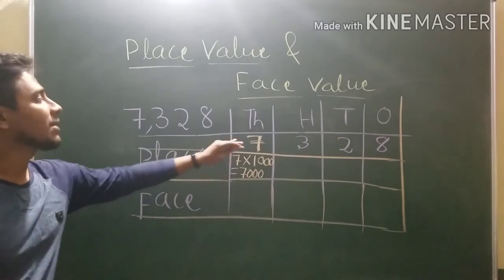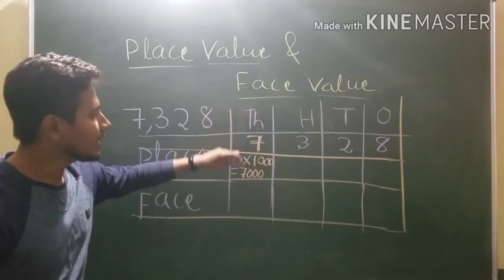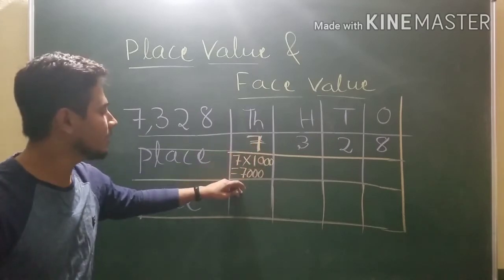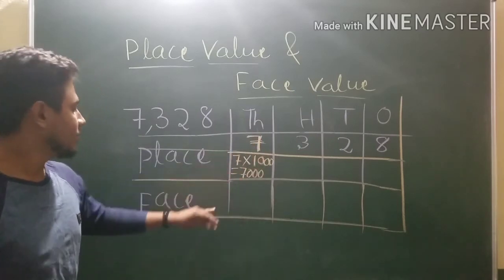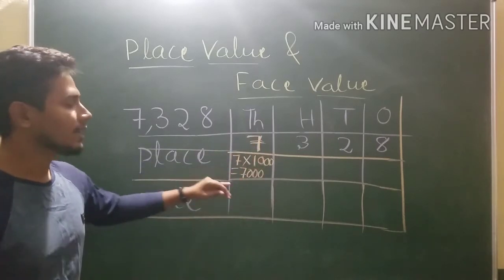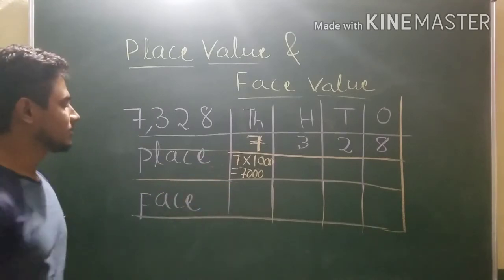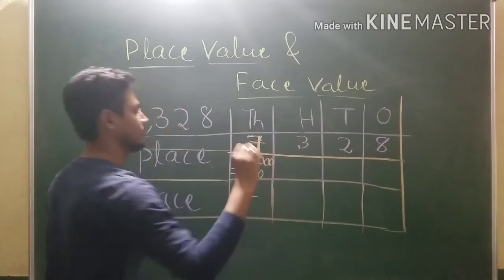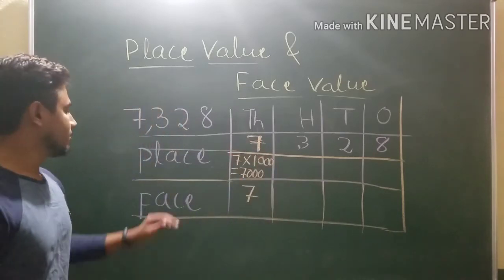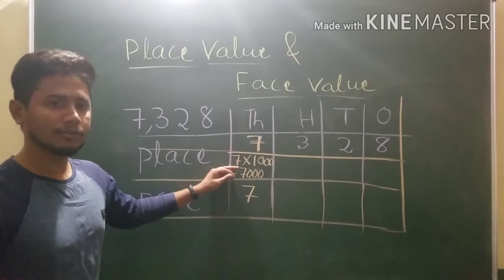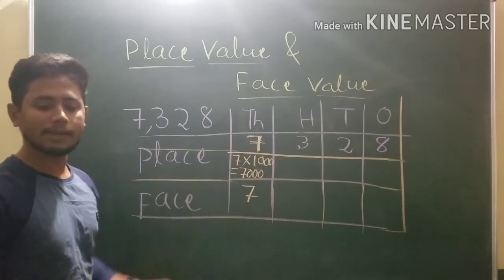And 7 is present in the 1000 place. That's why I multiply 7 with 1000 and then I got 7000. But the face value, as I told you, remains the same because the face doesn't change. So 7 is as it is. The place value of 7 is 7000 and the face value of 7 is 7.